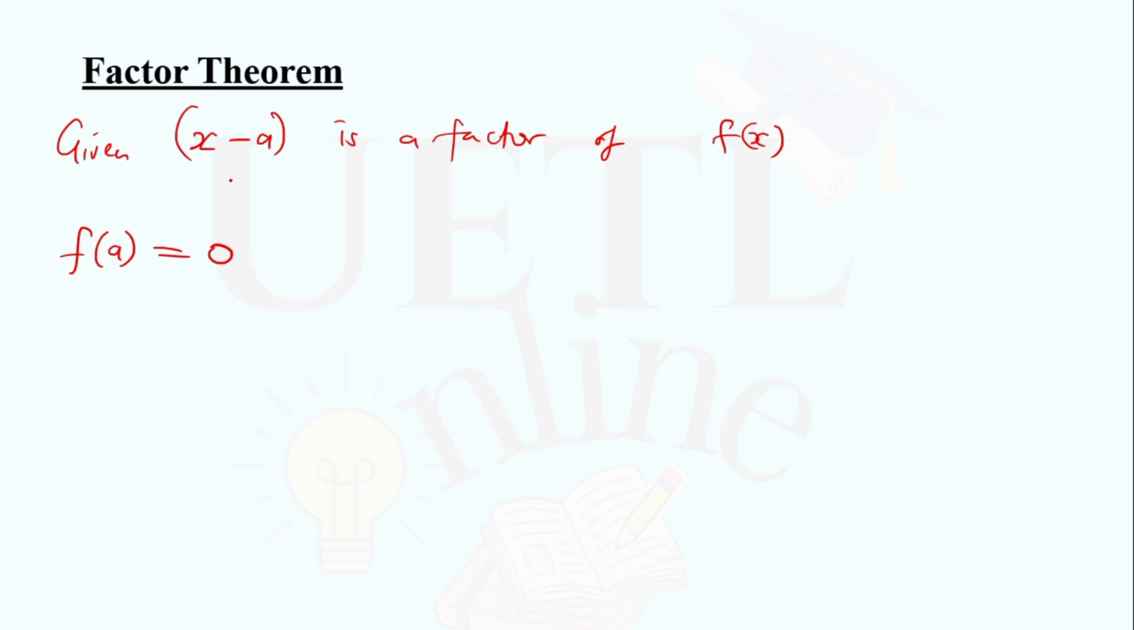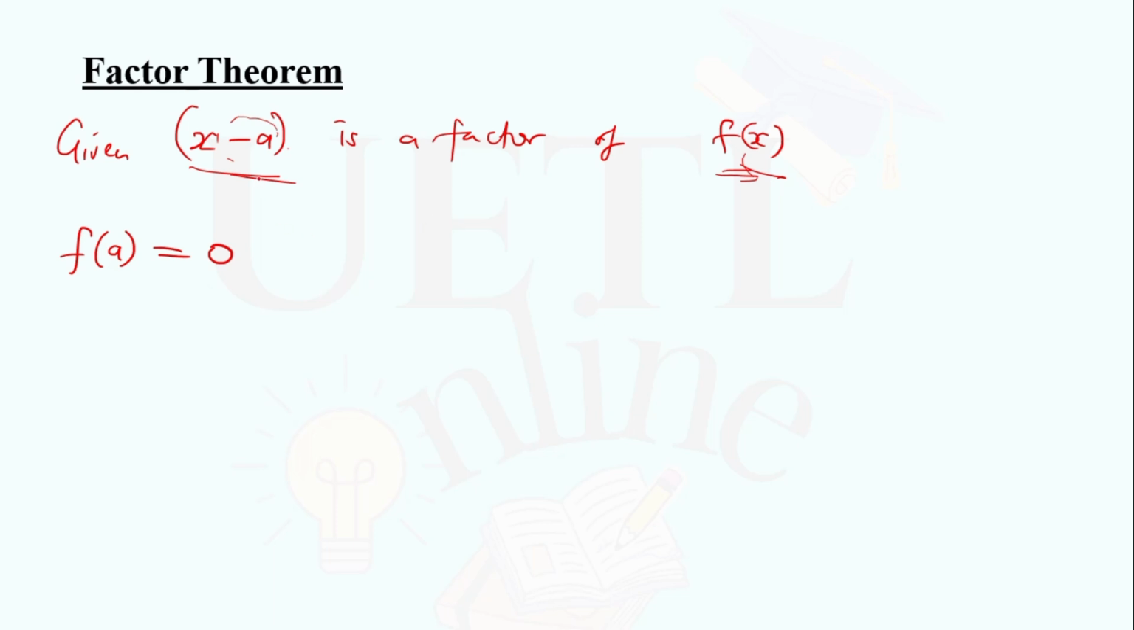Given that x minus a is a factor of f of x, this means that f of a is equals to 0. So the first thing we did, we changed this sign and substituted every x value in f of x with a. We are going to get 0. We use this theorem a lot to find solutions. We're going to see an example here. So this is what we call the factor theorem.